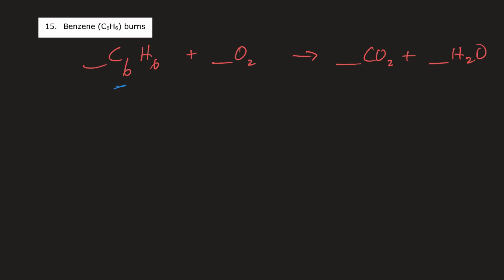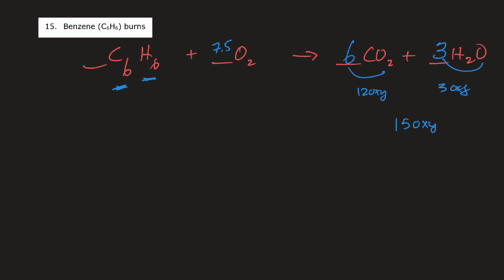So there's 6 carbons here. I'll put a 6 there. There's 6 hydrogens. I'll put a 3 there. Okay. Now let's do oxygen. 6 times 2 is 12 oxygens. And then here this would be another 3 oxygens. So it's 15 oxygens altogether. Oh darn, it's an odd number again. So I guess I could put 7.5 oxygens there.